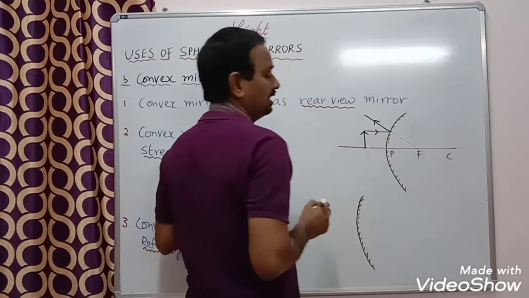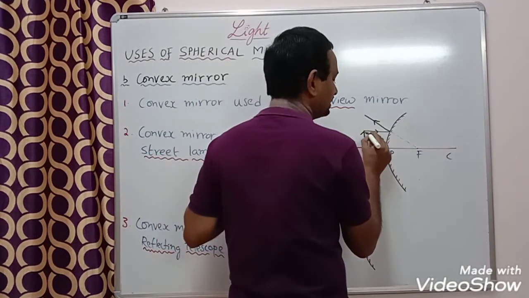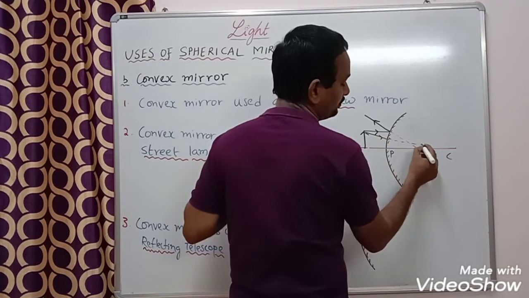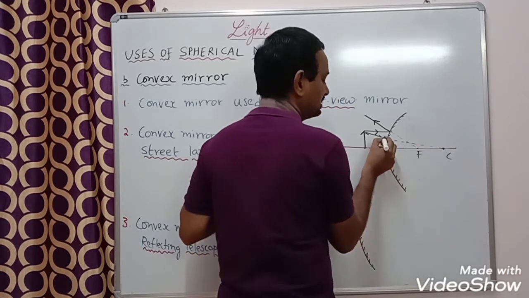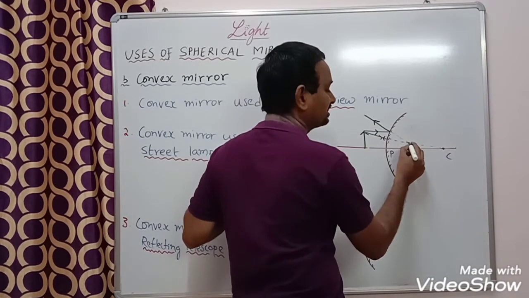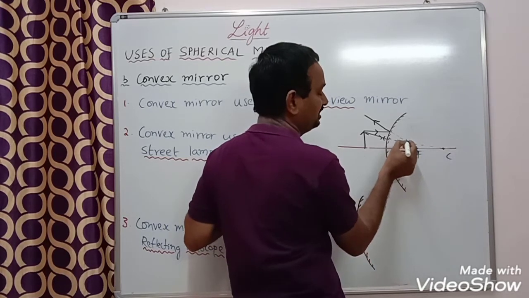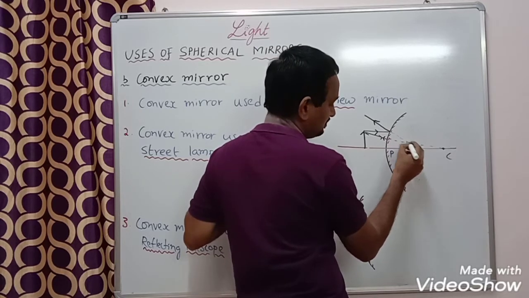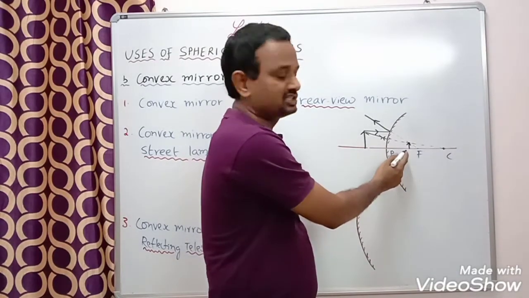Okay, and the next rule: a light ray that appears to pass through the center of curvature, after reflection, retraces its path. So here, the intersection point of these two reflected rays forms a virtual, erect and diminished image.